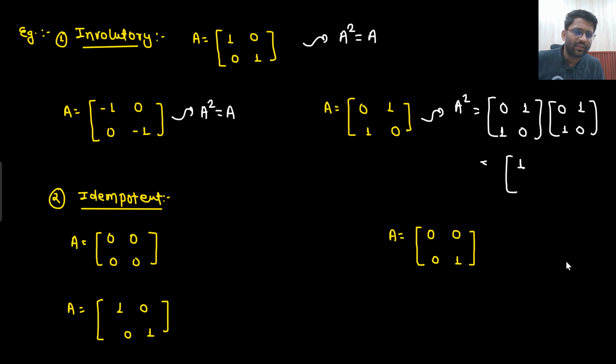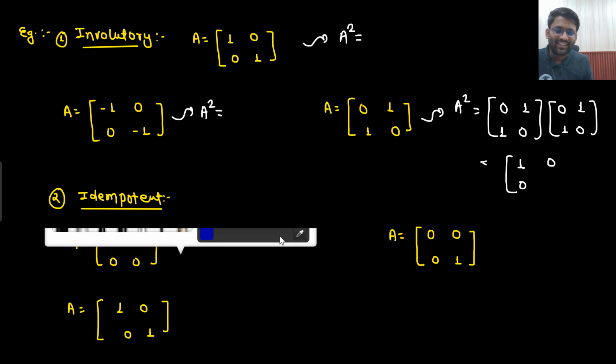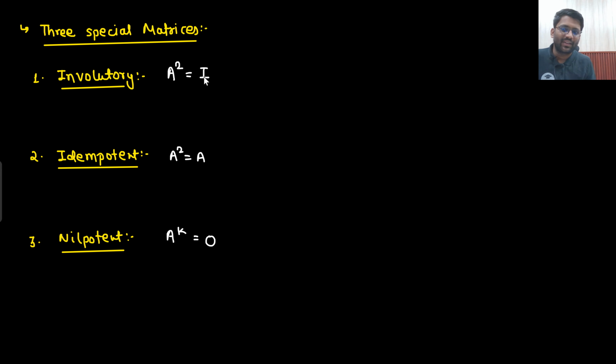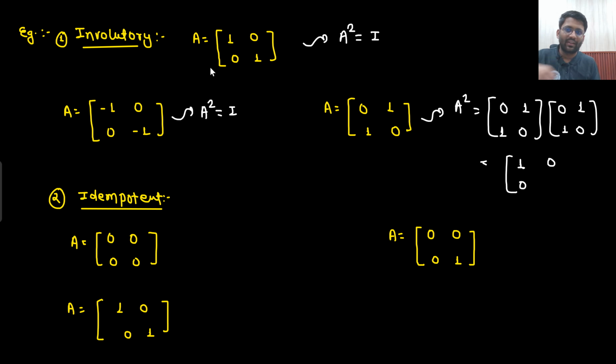Here we are getting 1 only. Here we are getting 0. Here we are getting 0. And oh sorry, it is involutory. Sorry guys. A square equals I. Sorry guys, A square equals I. Involutory means A square equals I. Sorry guys, blunder from my end. Okay, involutory means A square equals I.